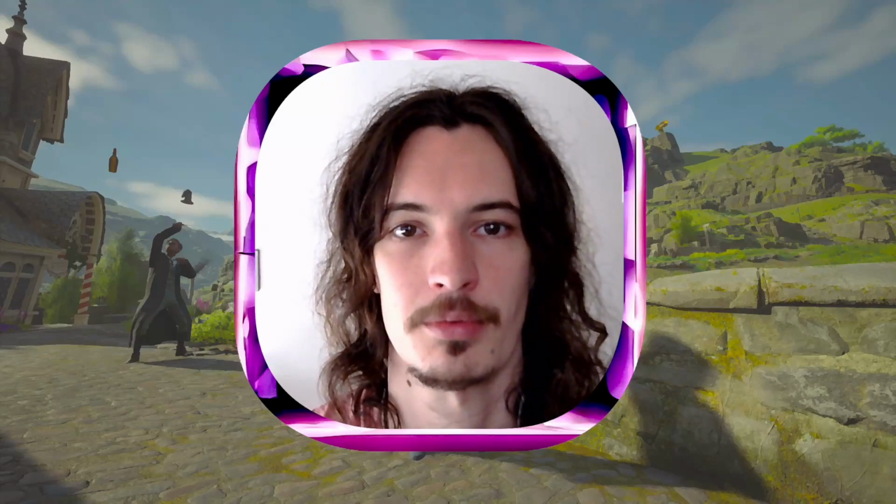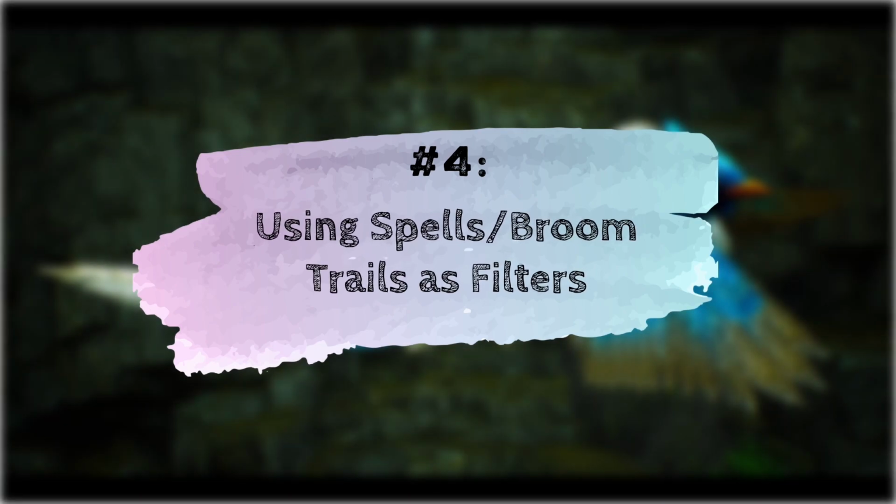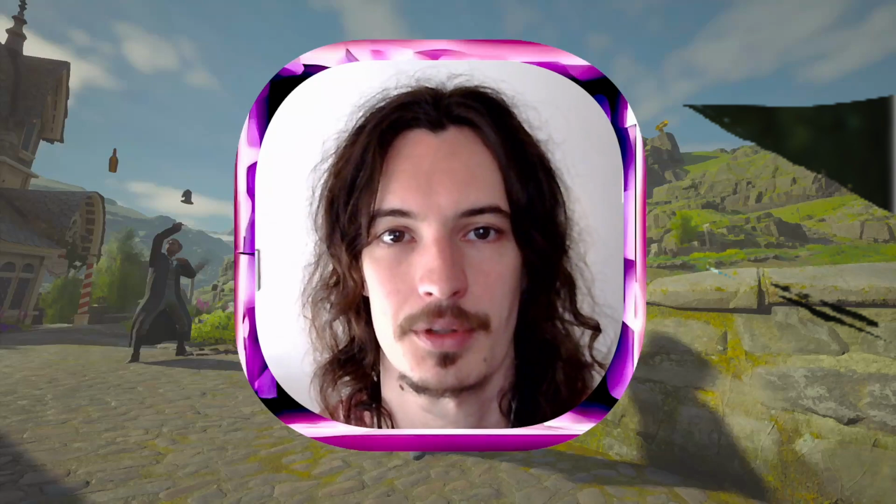That brings us to number 4, which is probably my next best favorite next to number 2, which is using spells and broom trails as filters. This is super simple, super effective to utilize. I've got a few examples here.